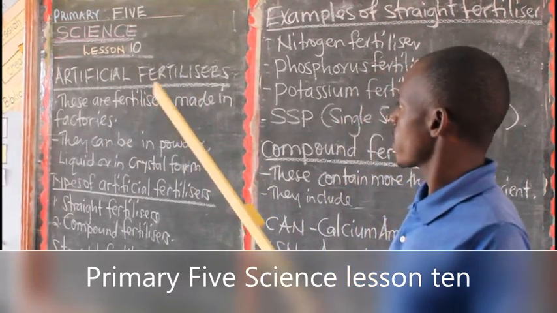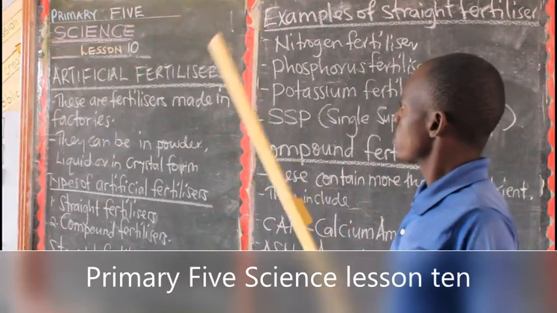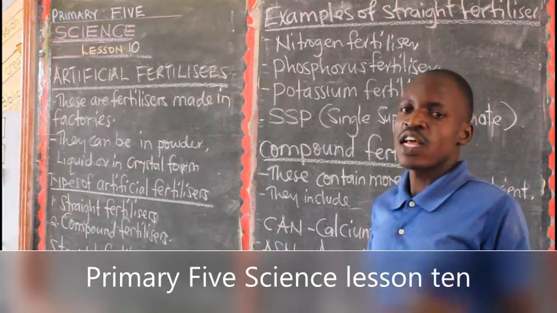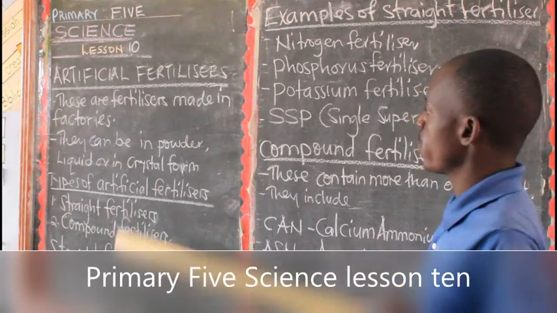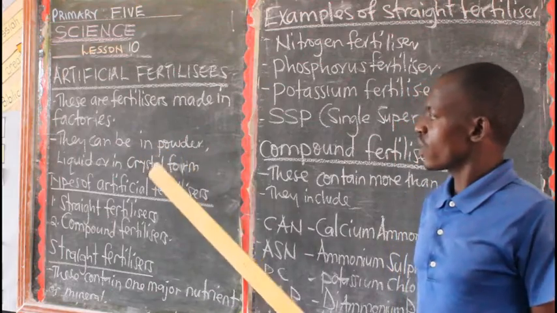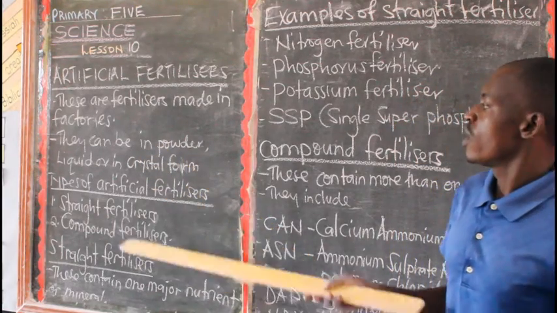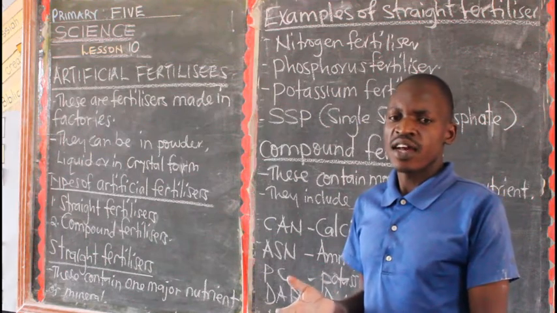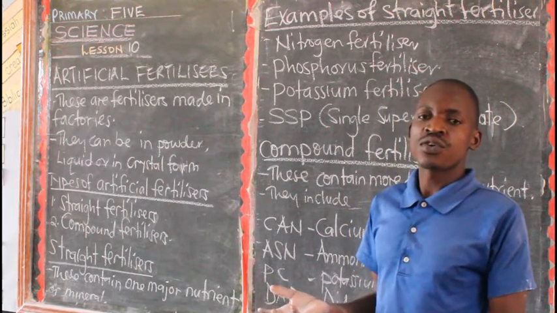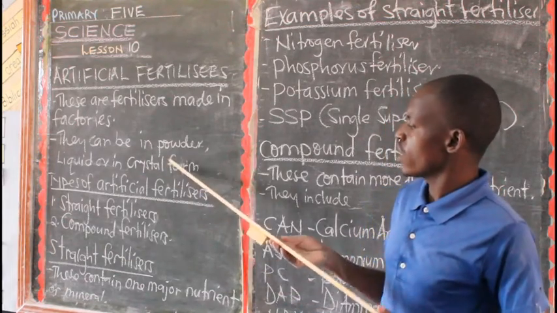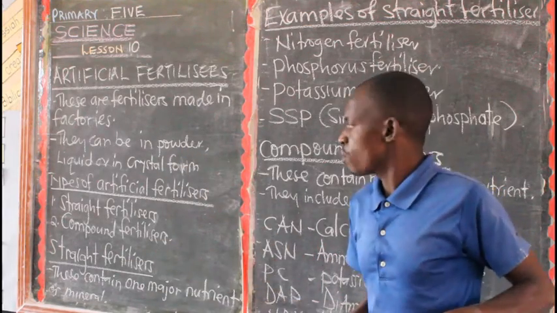We are saying that these fertilizers are made in factories. As we hear the name artificial, this is man-made. So people make these fertilizers in factories, and they can be in powder form, liquid form, or crystal form. When you talk about crystal form, think of crystals like salt and sugar. So even these fertilizers can be in crystal form.